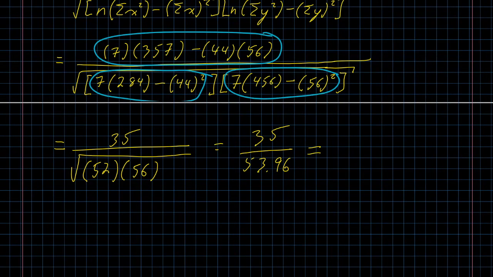And when I perform the division, 35 divided by 53.96, my calculator gives me the number 0.649. That seems like a good place to round it. Most tables are going to have three digits after the decimal point on the value of R, so that seems like a good place to round our result here as well.